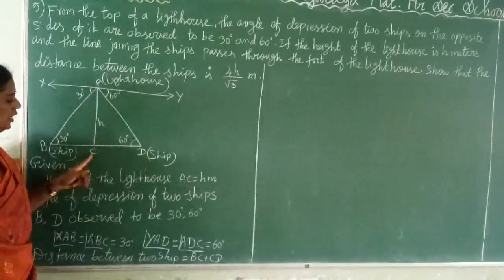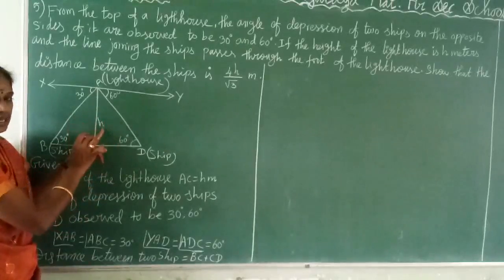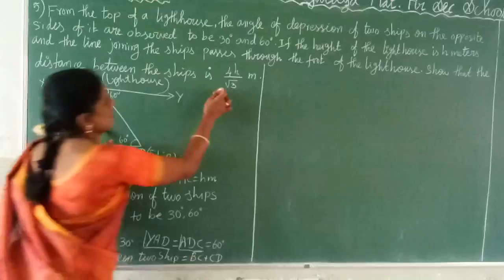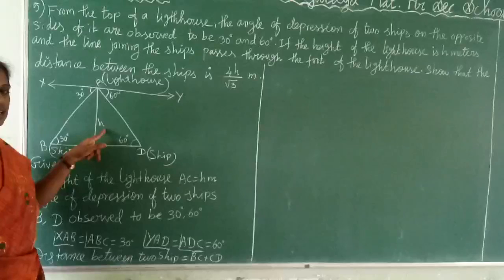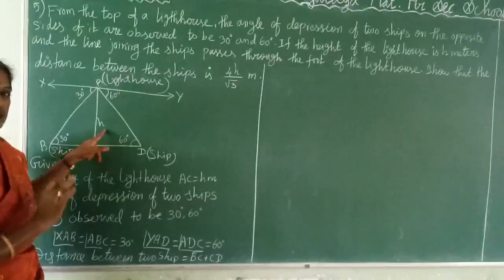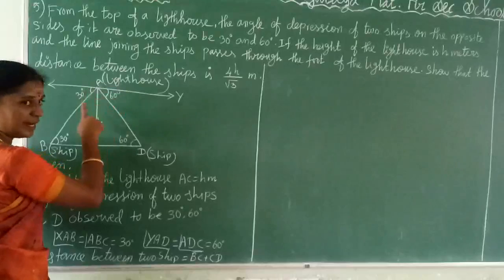Here the height of the lighthouse is h meters. The numerical value is not given; h is a variable. The answer is also given in the variable: 4h root 3. The question gives the answer, and you want to prove that the answer is 4h root 3. Clear? So first write that. Have you understood this diagram?